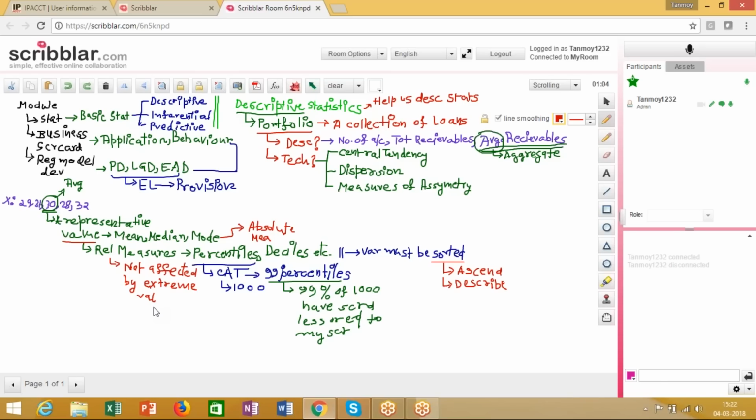Piyush has a question: are there any advantages that absolute measures have over relative measures? Yes, Piyush, there are advantages. I'll just come to that.